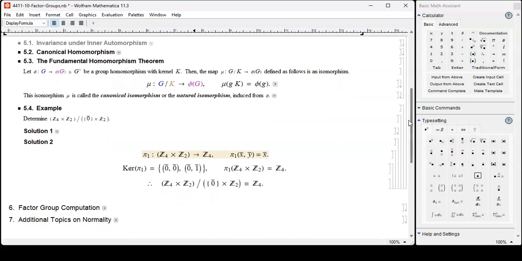Phi is actually the projection pi1. The projection to the first coordinate, disregarding the second coordinate y bar. So no matter what I have in y bar, it doesn't matter. As long as the first coordinate, x bar, is 0, this entire thing will go to 0. So the first coordinate has to be 0. And indeed, the first coordinate has to be 0. So that's the kernel. And then the domain over kernel is the image.